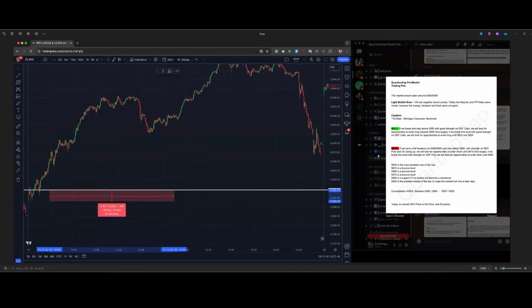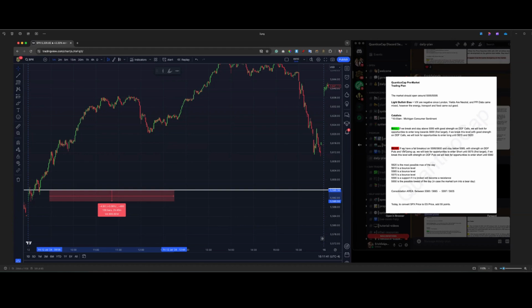Okay, so another scenario, let's read it. Light bullish bias, okay. We have some catalysts. Let's see what happens if it's a bullish market. If we break and stay above 5595, we'll look for opportunities to enter long towards 5600. If we break this level, we'll look to enter long at 5615 and 5620. Okay, so if it stays above 5595, then we're going to look until our final target being 5620. Sounds good.